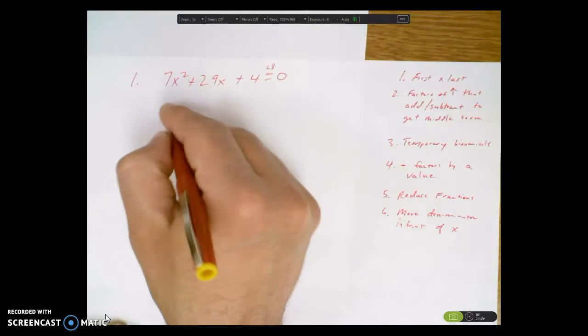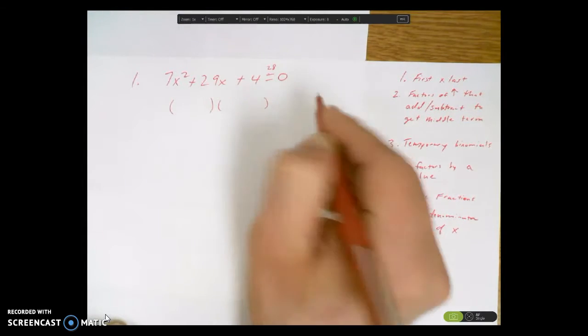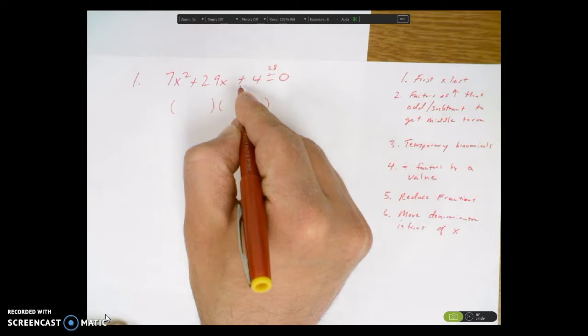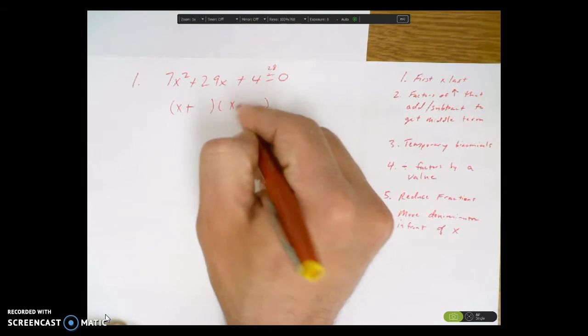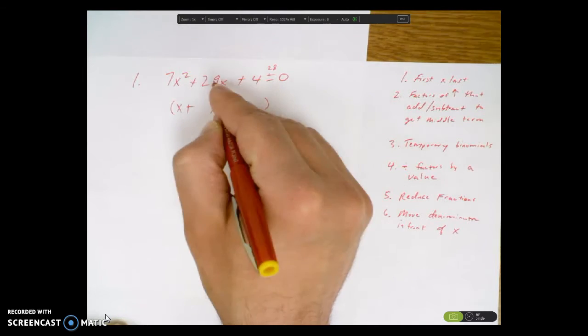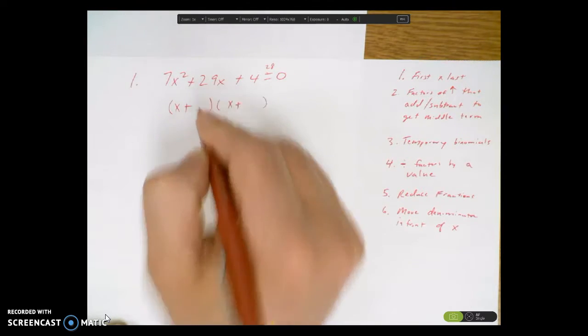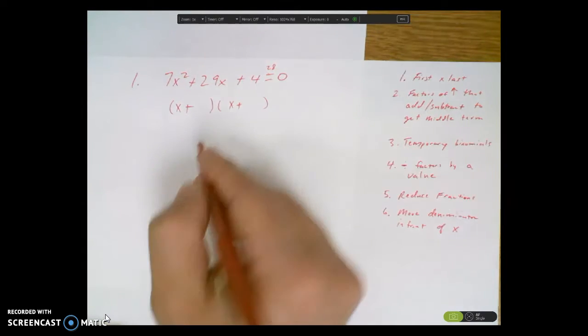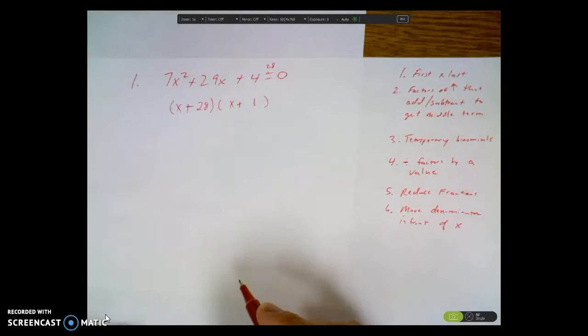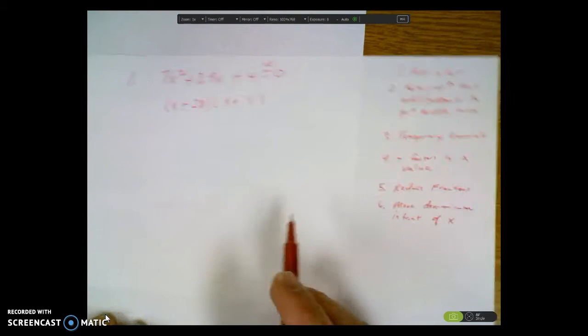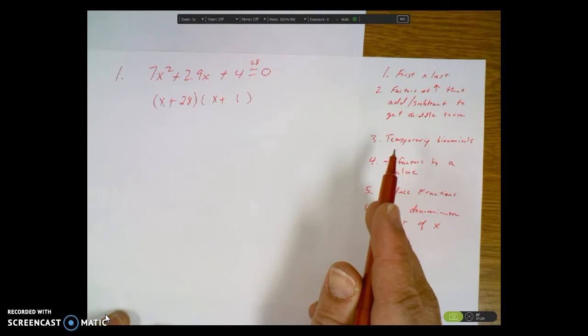All right. And so I'm going to make my temporary binomials. The signs are the same, and they're both positive. And those factors of 28 that add to give me 29 are the factor pair that people most often forget, and that's the times 1 factor pair. So 28 plus 1 is 29. So that is my temporary binomials.